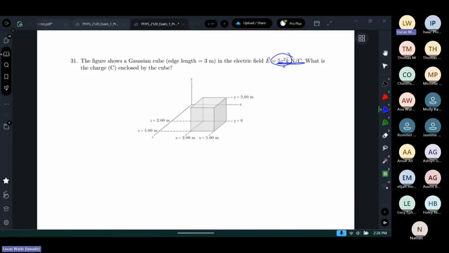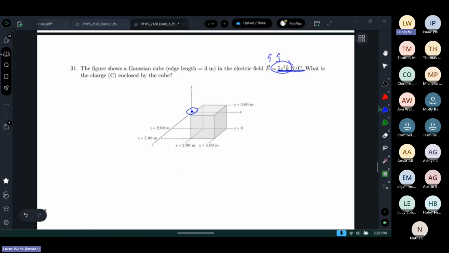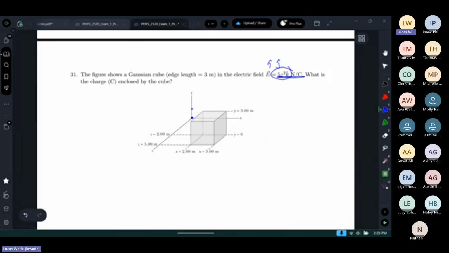So at XYZ equals 0, meaning right here, I could look at this and say it has no X component because there's no I hat. It has no Y component because there's no J hat. It does have a K hat component, and it is 5 times Z squared. If I'm sitting at the origin, Z is 0, so the electric field at that point is 0. And it's also going to be 0 for anything in this whole plane.